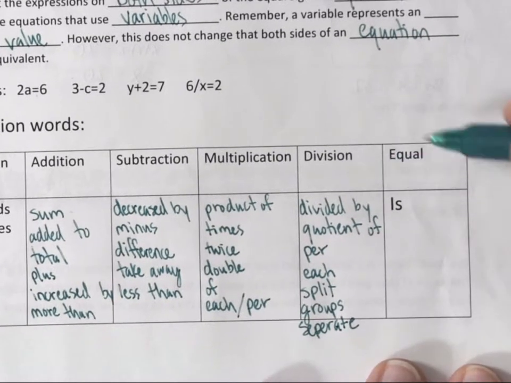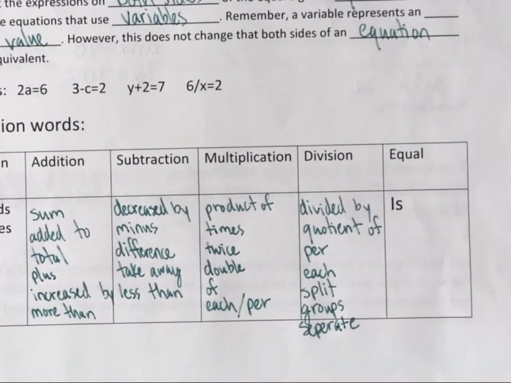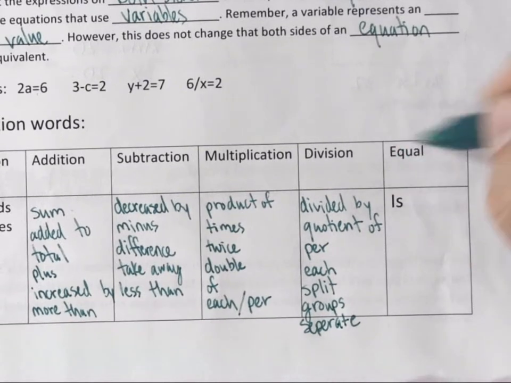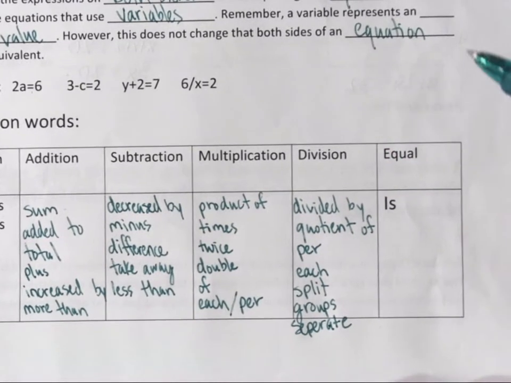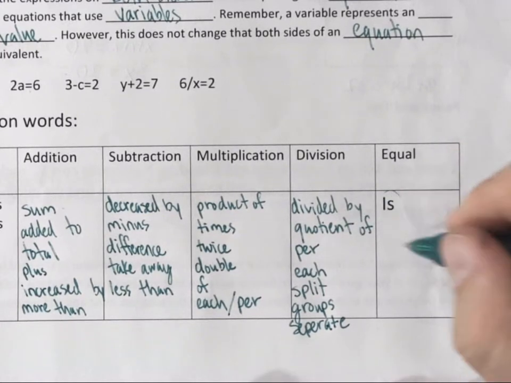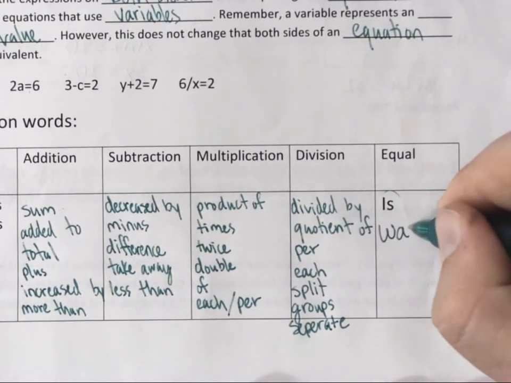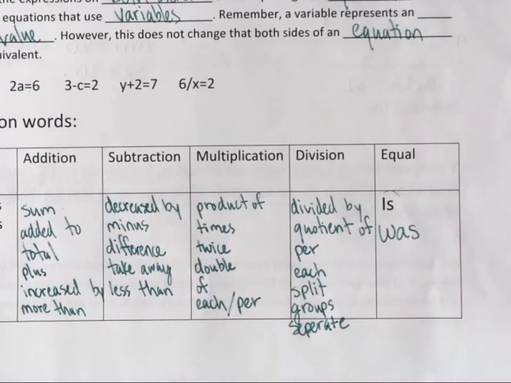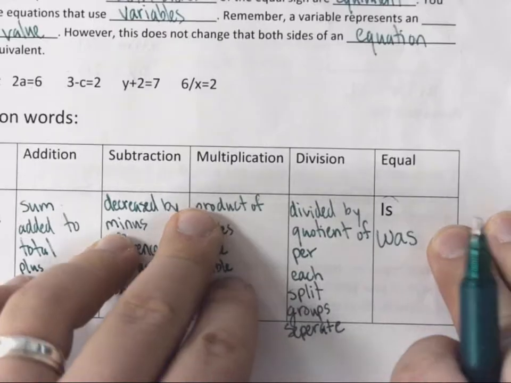Equal is our new portion of this chapter. When we're working with equations, you will always have an equal sign, and you will always see the word is or the word was that will represent the equal sign in your equation. Okay, let's flip to the back side.